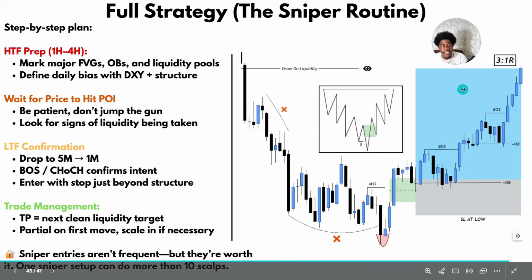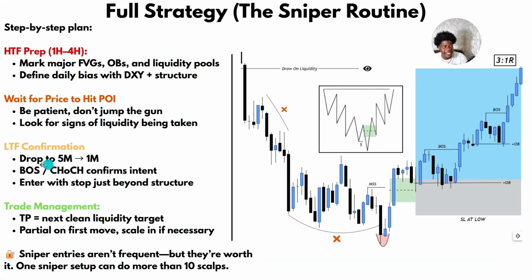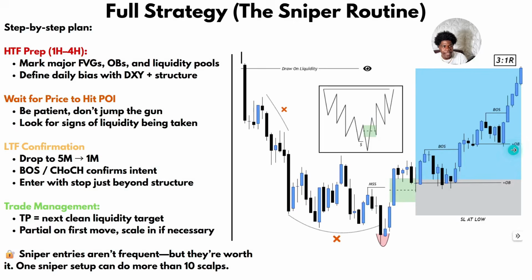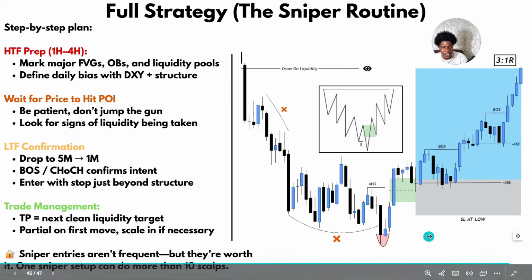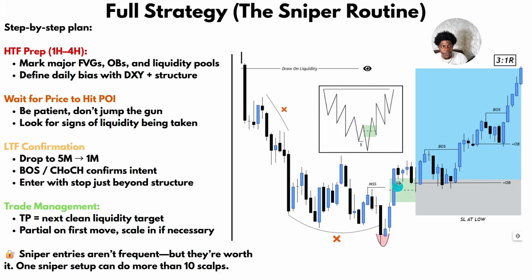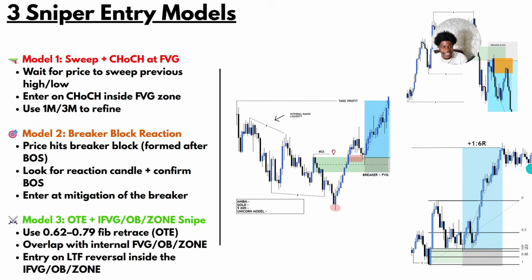Let's go over this simple model right here. If you remember this model, this is our sweep plus change of character or market structure shift at a fair value gap model, right? This is our sweep plus our market structure shift in our fair value gap. ICT also labeled this the ICT model 2022, right? If you know that right there, then you're going to automatically understand this one model, right? This simple model is the ICT 2022 model, the sweep plus the change of character.